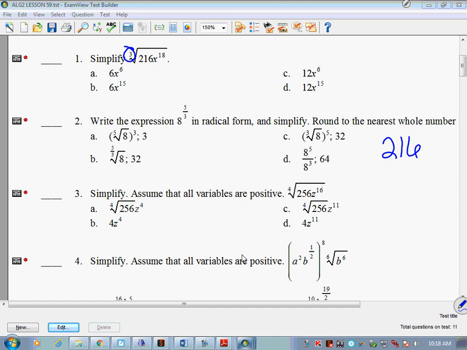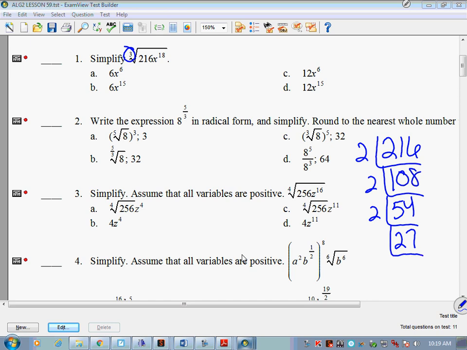Okay, what can I divide 216 by? 2. Okay. What is 216 divided by 2? Would it be 109? 108, sorry, 108. We could take 108 divided by 2. Is that 54? 54 divided by 2 is 27. Now I can make a change. I can divide by 3. That's going to be 3 and 9, 3 and 3, right?